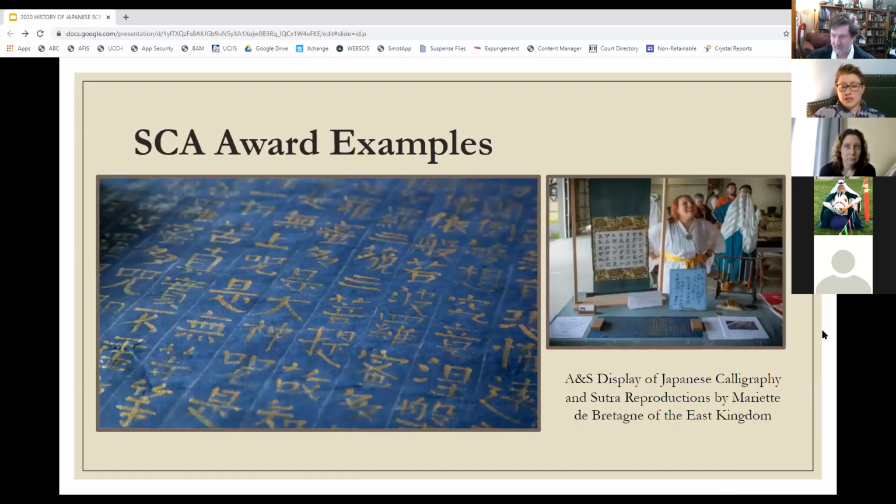This is an arts and sciences display of Japanese calligraphy and sutra reproductions by Mariette de Bretagne of the East Kingdom. She has done a lot of great work over the years, and she's continuously getting better and better, but she has done a fabulous job. There's an indigo sutra that is absolutely gorgeous that has this bold calligraphy, and it's fantastic. And she's reproduced it there, that close up.